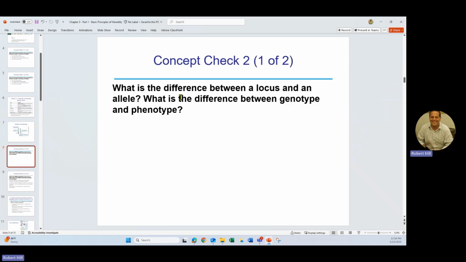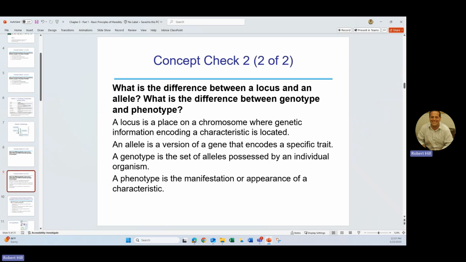What is the difference between a locus and an allele? What is the difference between a genotype and a phenotype? Well, a locus is a location on the chromosome. An allele is a variant of a gene, right? So different versions of genes on different chromosomes. Genotype is the actual DNA code, the set of alleles, the genes. Phenotype is the physical manifestation, so what you can visibly see or detect. It doesn't have to be something you can see. Blood pressure is a phenotype, right? You can't see that. I guess if it's real bad, maybe you could. But okay.